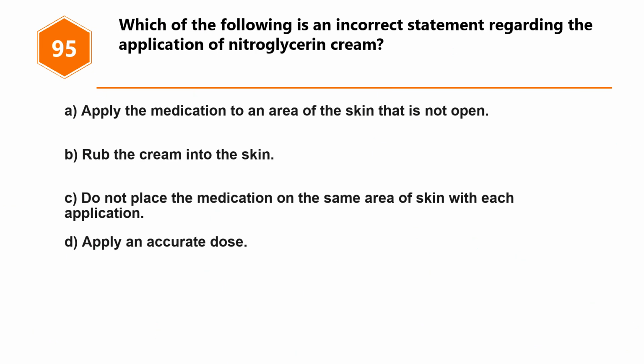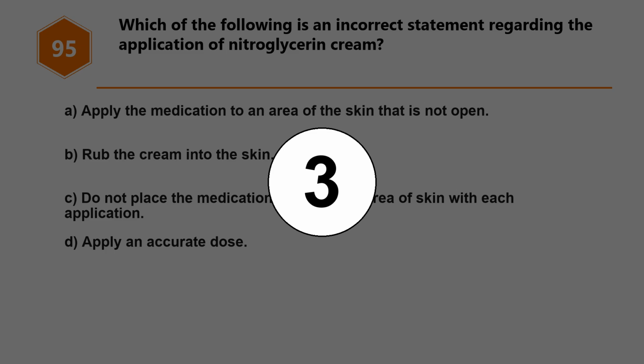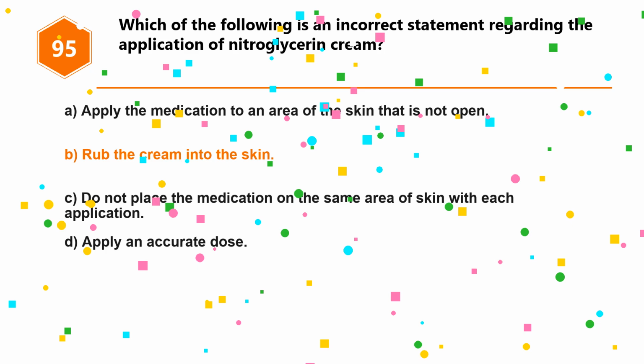Question 95. Which of the following is an incorrect statement regarding the application of nitroglycerin cream? Option A, apply the medication to an area of the skin that is not open. Option B, rub the cream into the skin. Option C, do not place the medication on the same area of skin with each application. Option D, apply an accurate dose. The correct answer is option B, rub the cream into the skin.